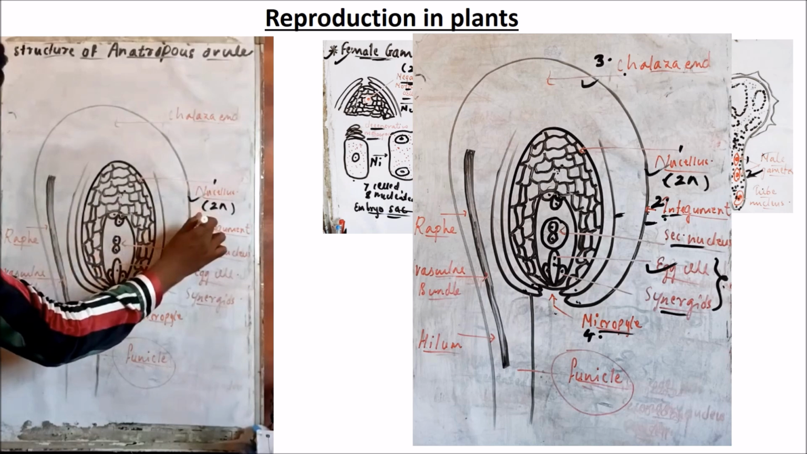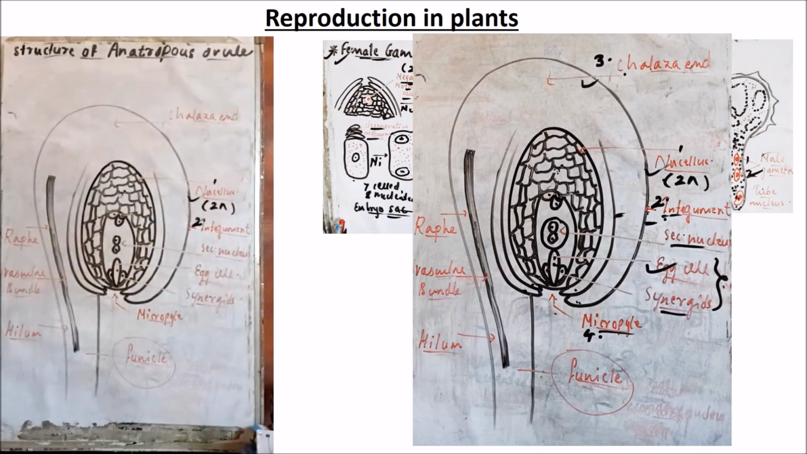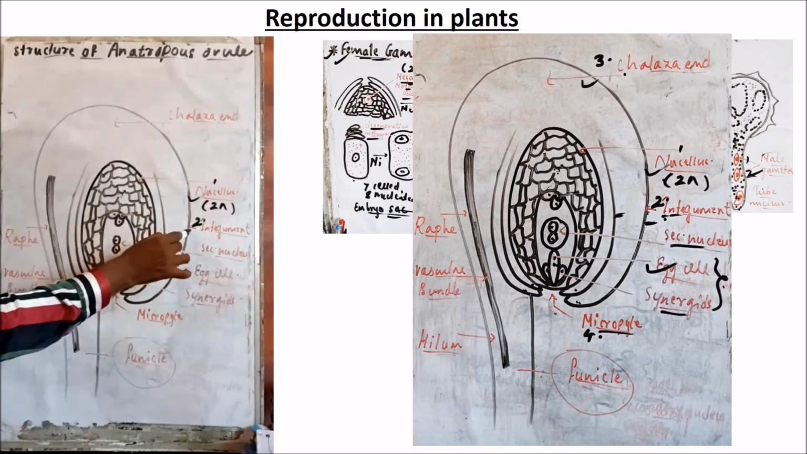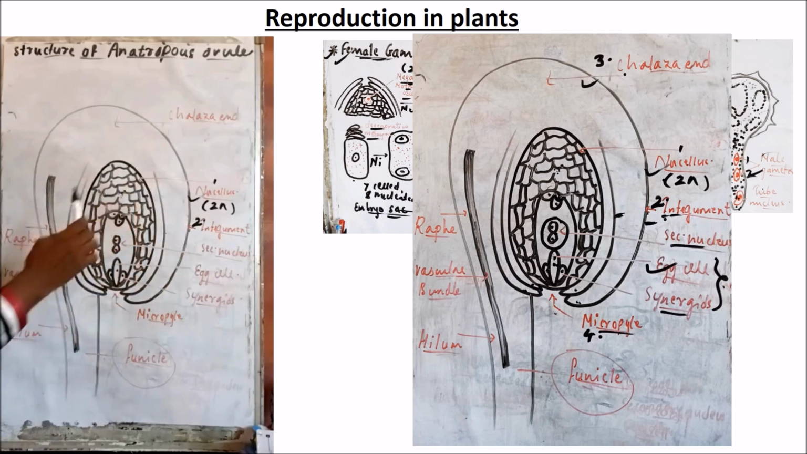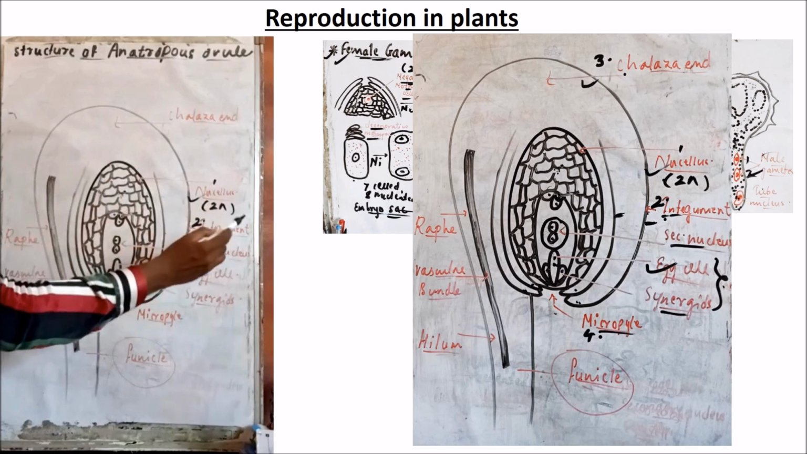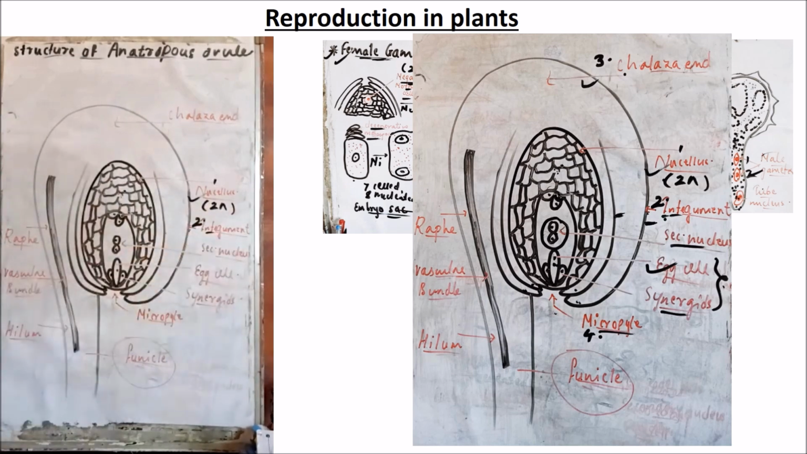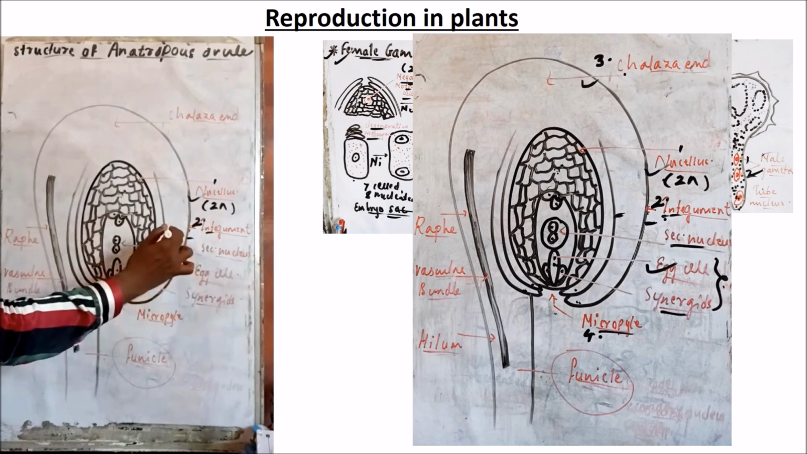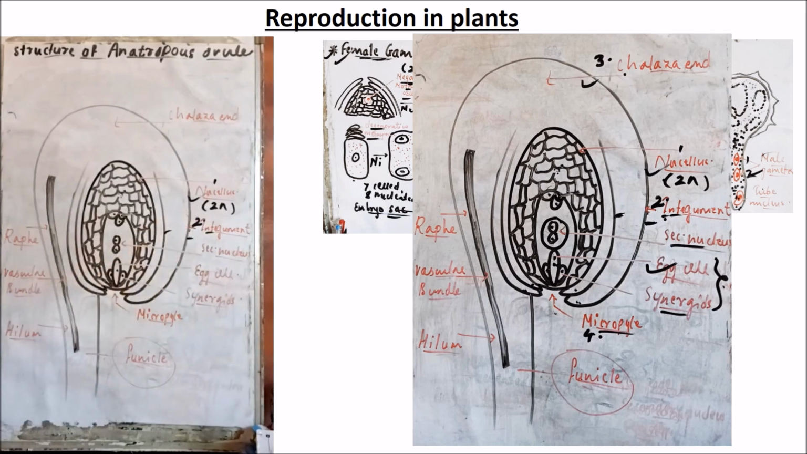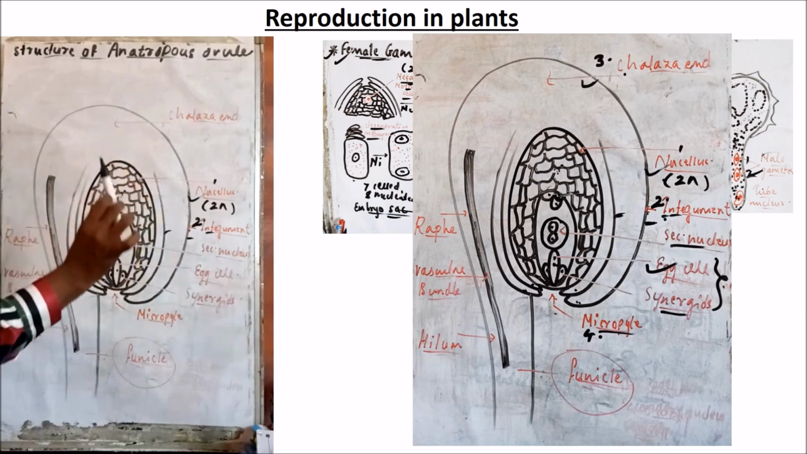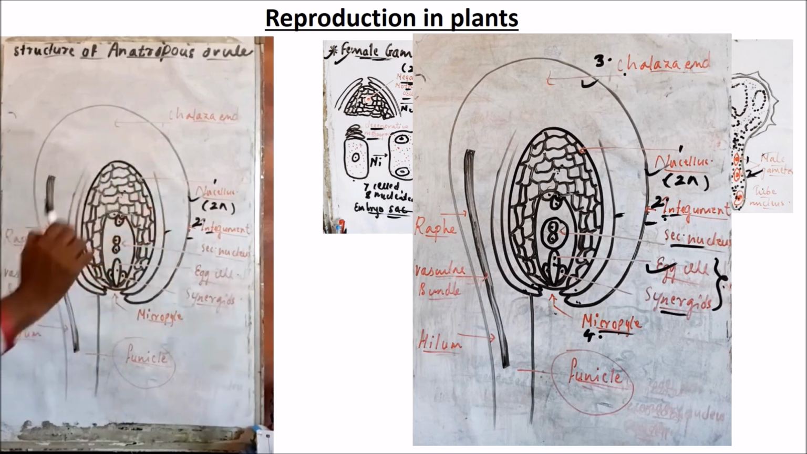The second part is called the integuments, right? Integuments are the outermost protective covering of the nucellus. I mean to say that the nucellus is bounded or covered by an outermost protective covering, which is called the integument. There are two integuments. One is called the outer integument and the second is called the inner integument. Outer integument and inner integument are present around the nucellus.